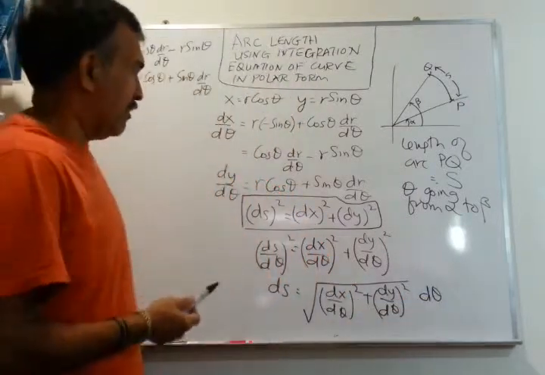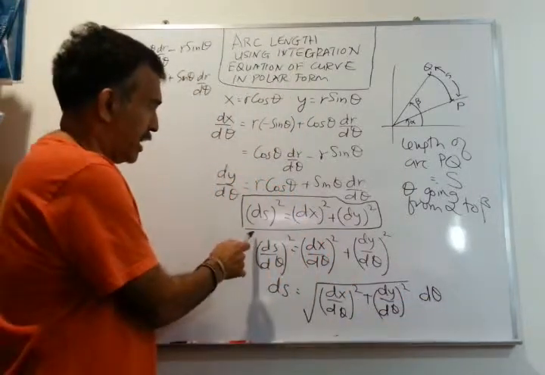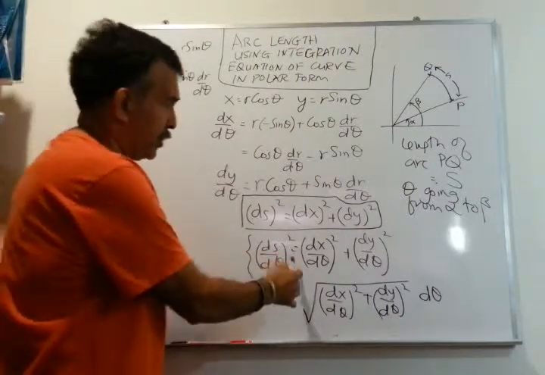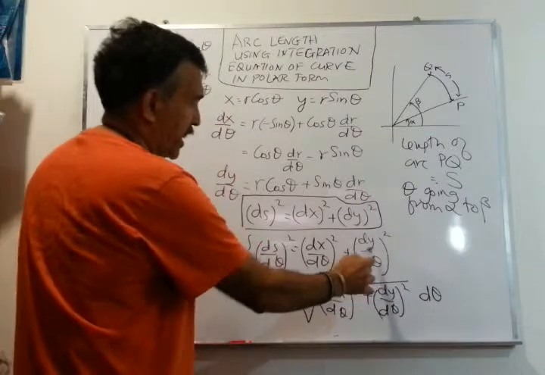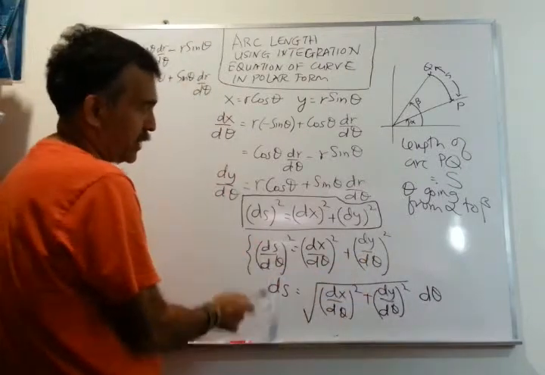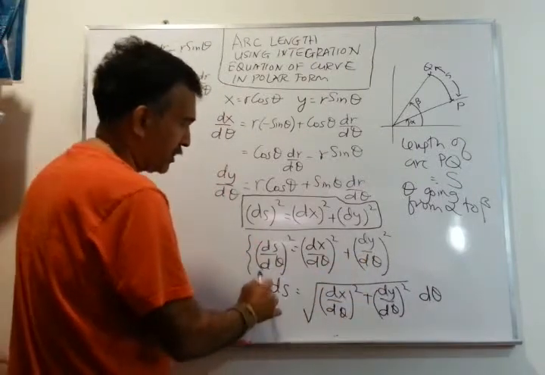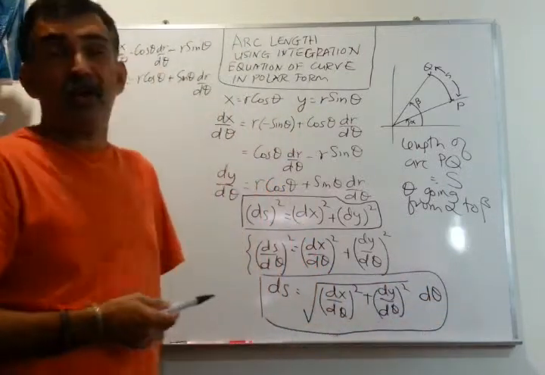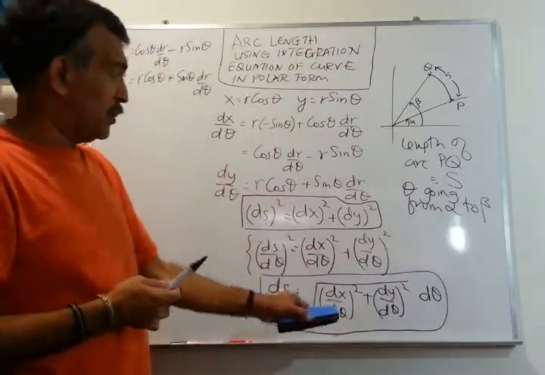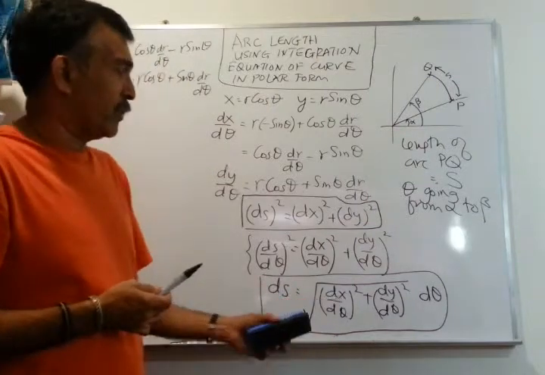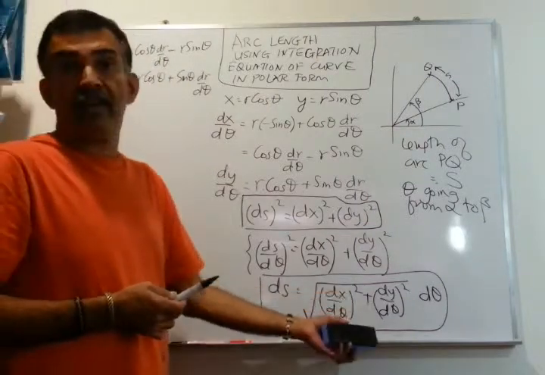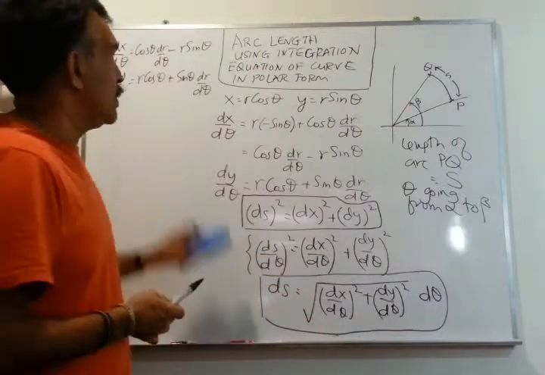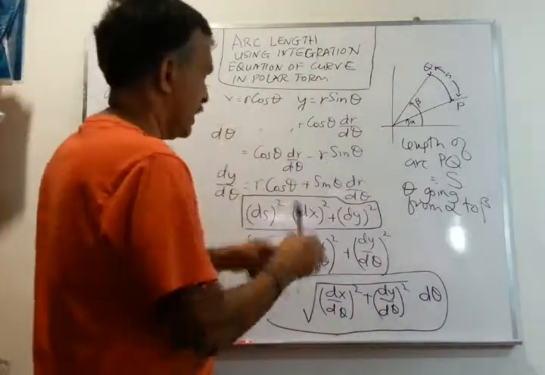Okay, now again, this is a very important line. You take the square root, then you'll have a square root of this expression on the right hand side, and then this d theta you can bring it up, and this is what you will get. Okay, are we done? We're not done yet. We need to plug in what we have for dx d theta and dy d theta, and you have to clean up the algebra. So let's do that.